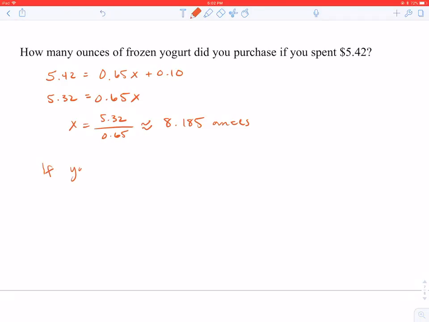So if you spent $5.42, then you purchased approximately 8.185 ounces of froyo.